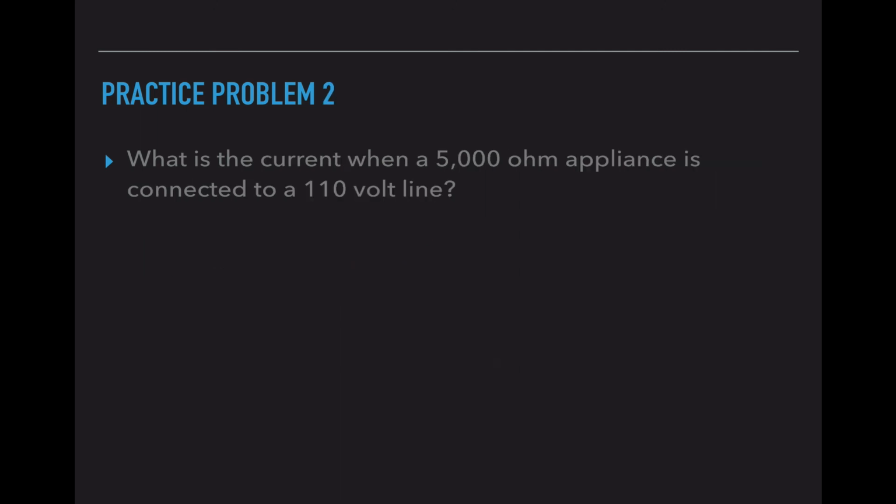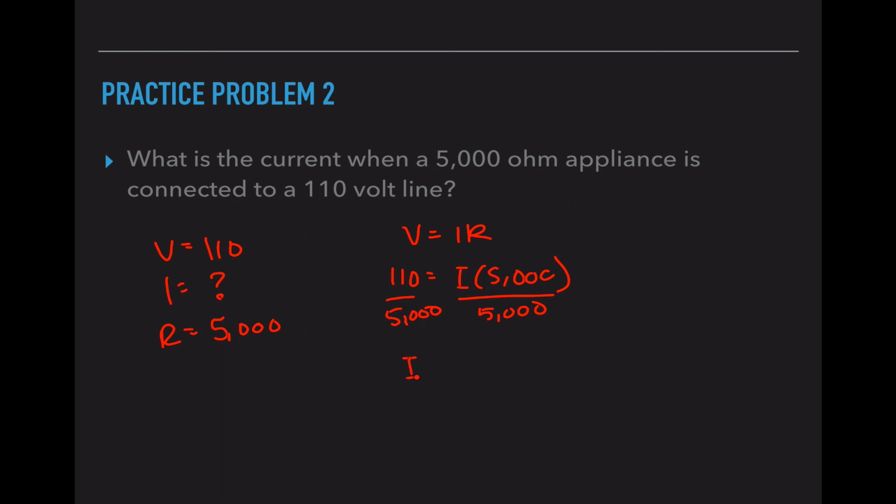Let's do one more. What is the current when a 5,000 ohm appliance is connected to a 110 volt line? So again, V equals, I equals, R equals. V is 110, current is my question mark, and R is equal to 5,000. So 110 equals I times R. Divide both sides by 5,000. And I is equal to 0.022 amps.